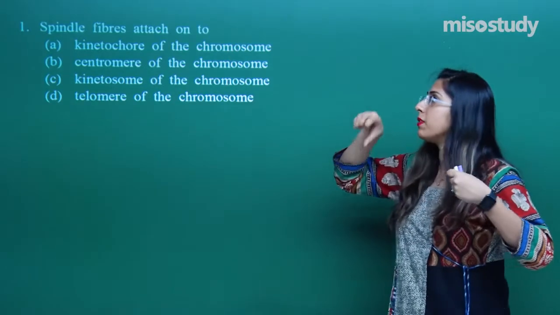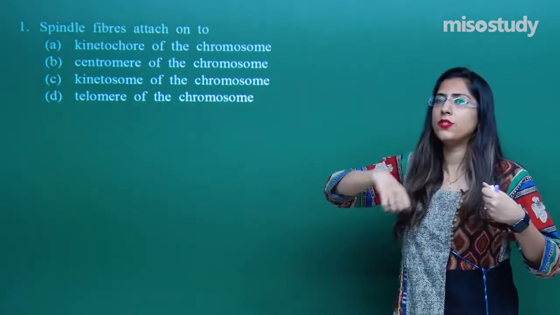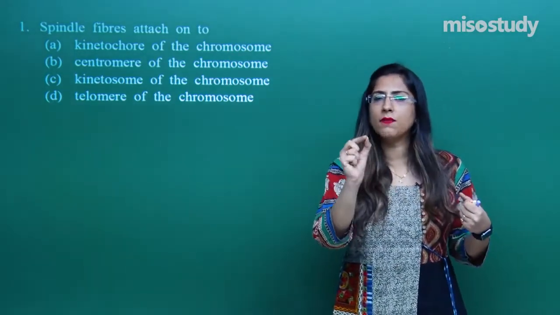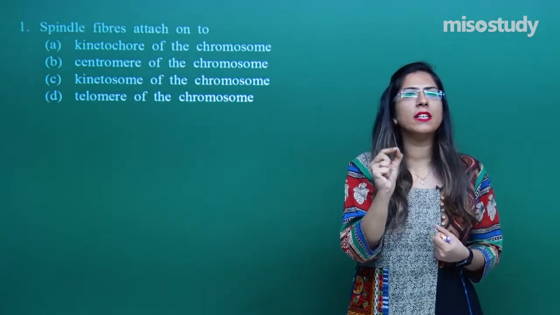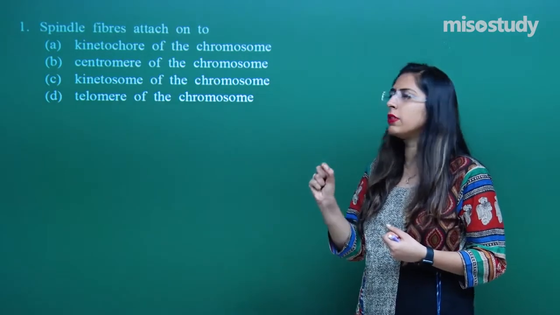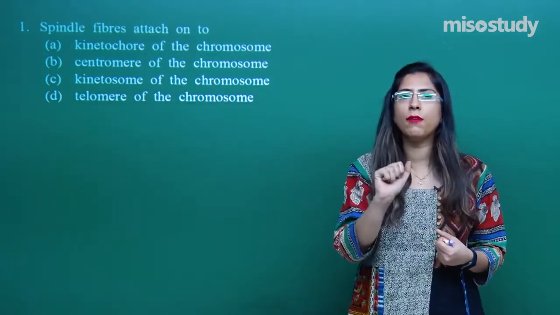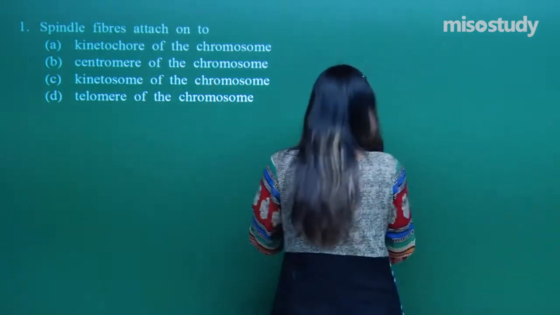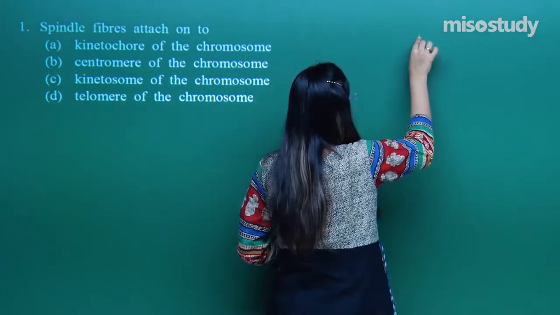They are discussing that spindle fibers are attached to chromosomes, we know that, but there is one specific position at which these spindle fibers are attached. Kinetochore, centromere, kinetosome and telomere: from all of these options we have to find one. Let's understand this with the help of a diagram.